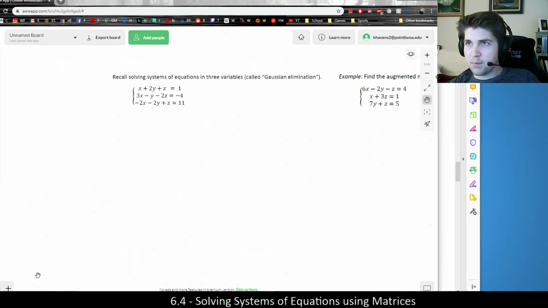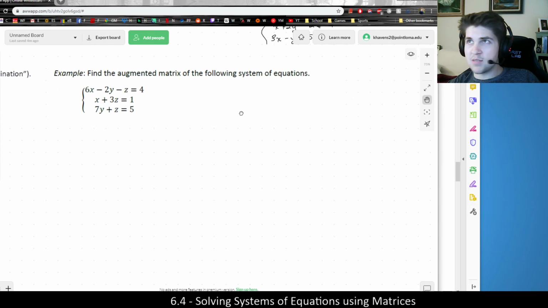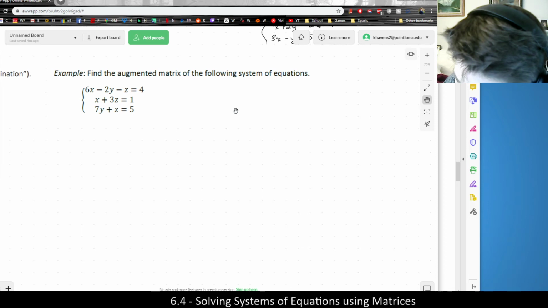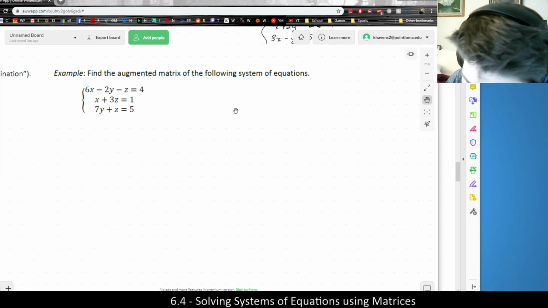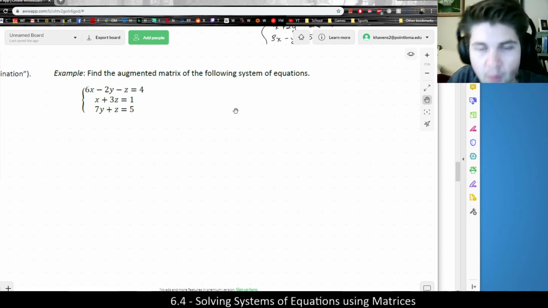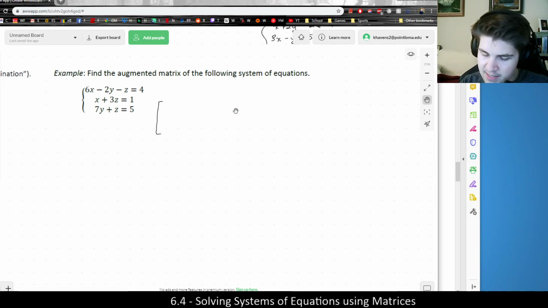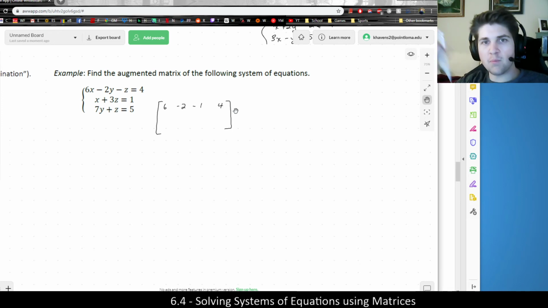So let me move back to the whiteboard and we'll do that. It says find the augmented matrix of the following system. Notice that this system looks a little awkward because it's not organized as perfectly as before. But I can see my first equation has the terms 6x minus 2y minus z equal to 4. So I'm going to set up a matrix where I have 3 variables and an equals, which results in 4 columns: one for each coefficient and one for the answer column.